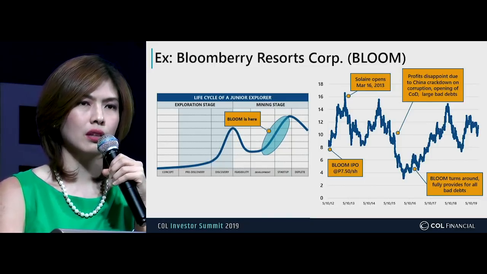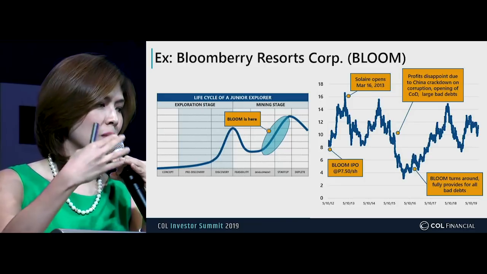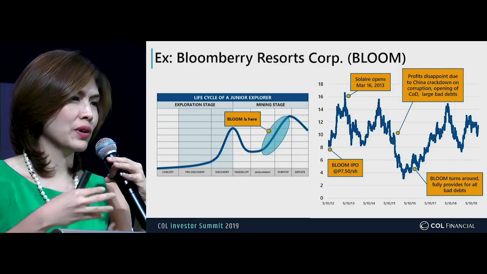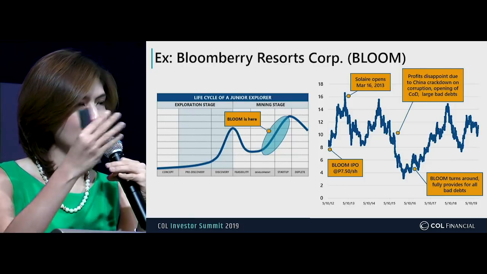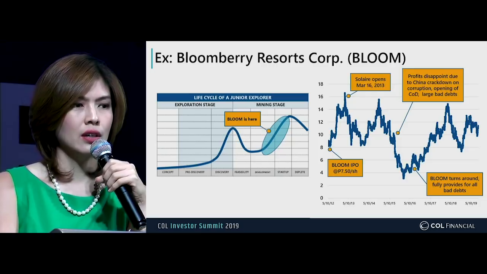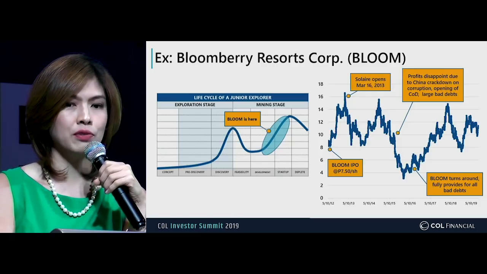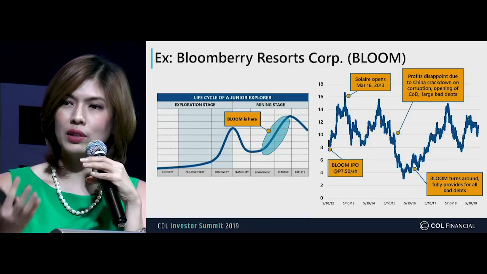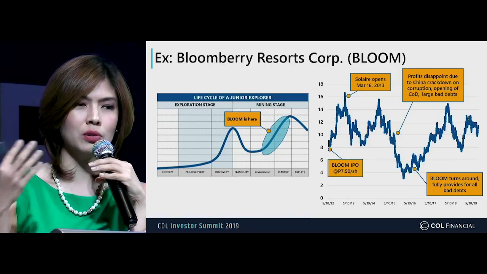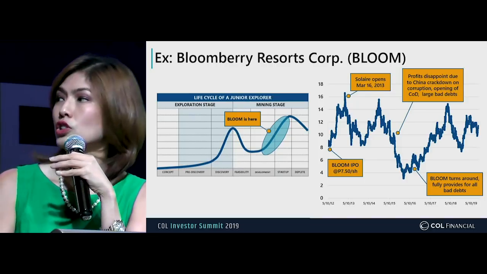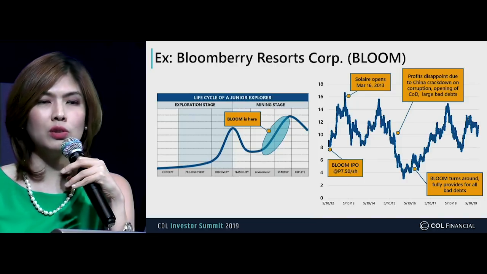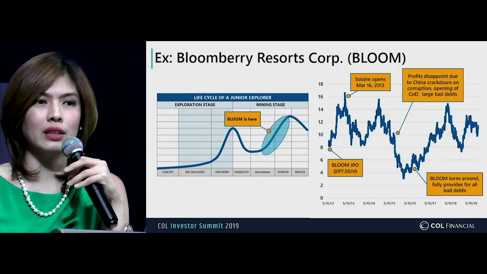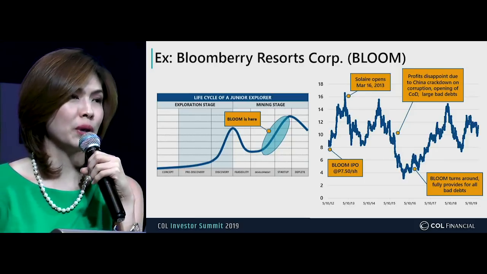So Bloomberry Resorts is in a more advanced stage. We feel like it's in the earnings phase already, but it went through a speculative phase. It had an IPO at 750 per share, and because people were talking up the returns of the casinos, how much they could earn, the share price of Bloomberry went up. And you can see in the orange box there, it opened in March of 2013.